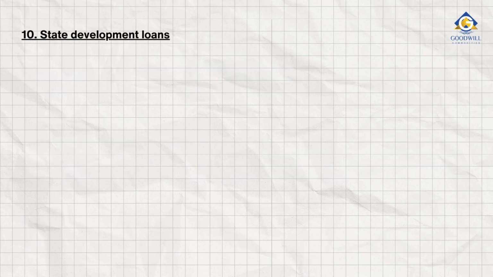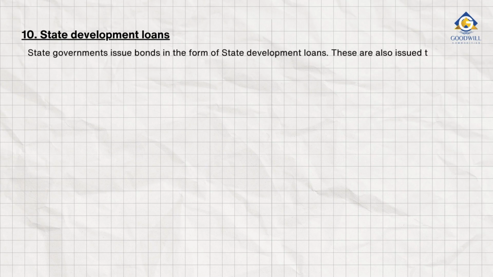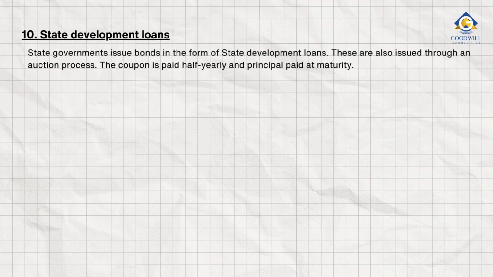10. State development loans. State governments issue bonds in the form of state development loans. These are also issued through an auction process. The coupon is paid half-yearly and principal paid at maturity.